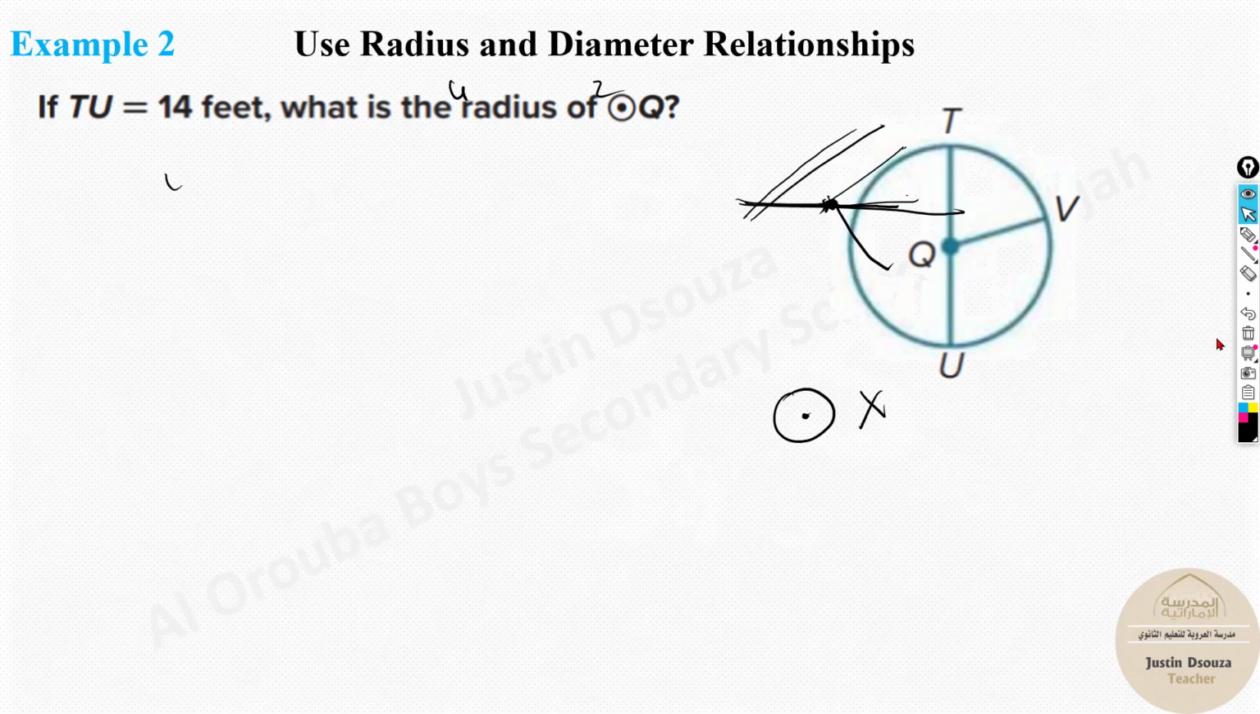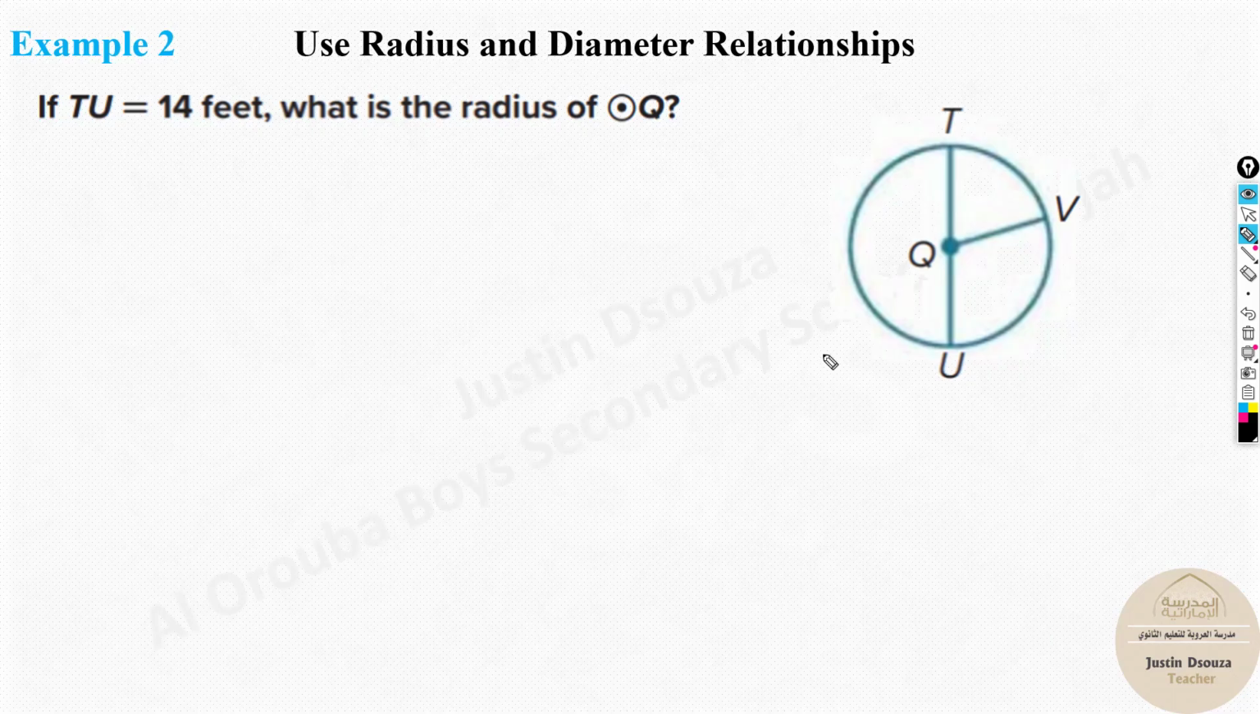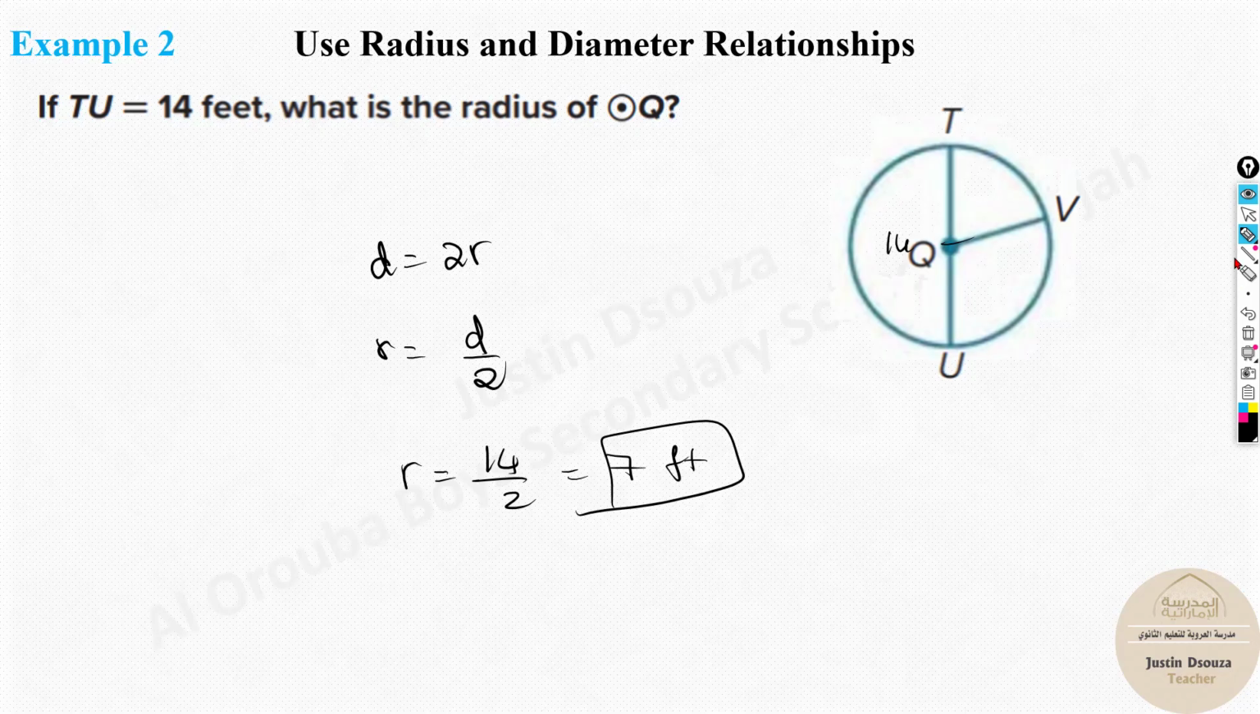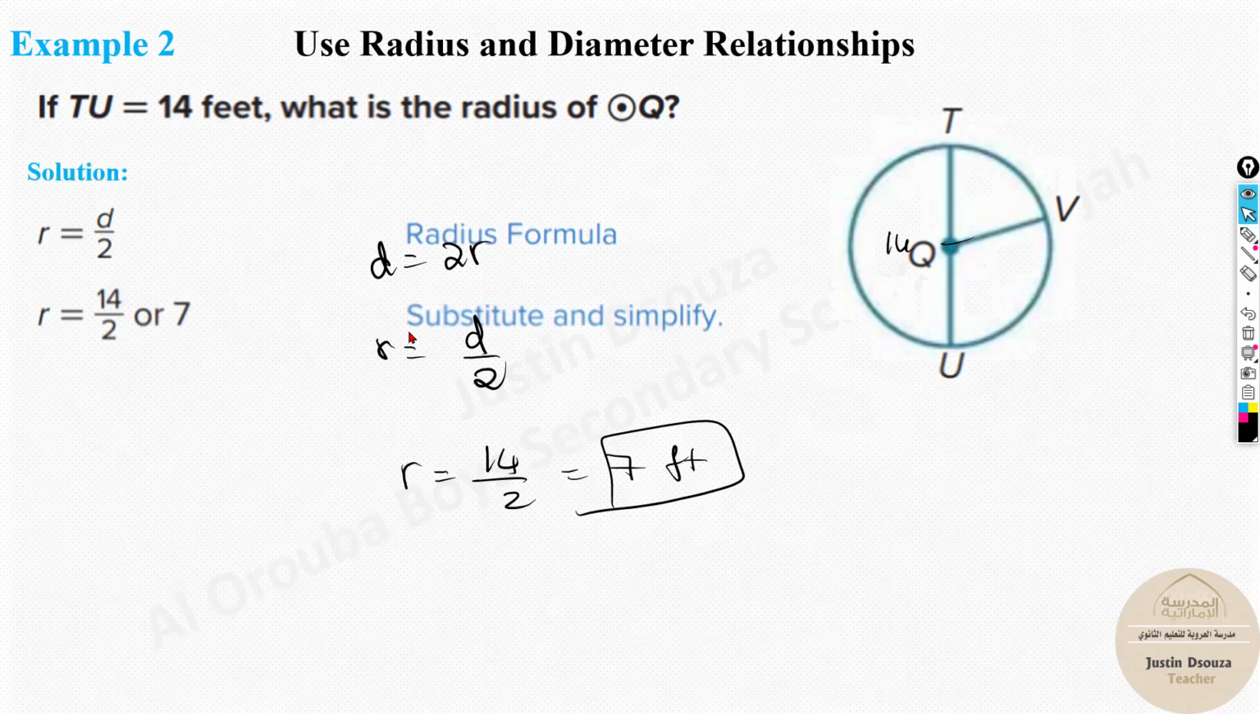Here now we have to find the radius of the circle given the diameter. See, TU is given. What is TU over here? That's the diameter, right? So that is given as 14. What is the radius of the circle? We know diameter is 2 times the radius, or you can write radius as diameter divided by 2 if you divide both sides by 2. So the radius is the diameter 14 divided by 2. That's 7. The unit is feet, so 7 feet is the answer. Just dividing by 2. It's very simple.